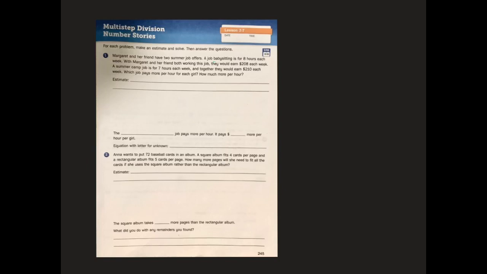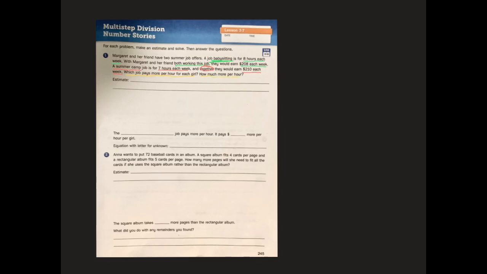All right, what do we know about the babysitting job, okay? So the babysitting job is 8 hours a week, right? Now, both of them are working this job, and they get $208 each week for that babysitting job, okay? Now, let's take a look at that summer camp job, okay? The summer camp job is for 7 hours each week. And remember, they're working together. Together, they earn $210 each week, okay? It's asking us which job pays more per hour for each girl and how much more per hour.